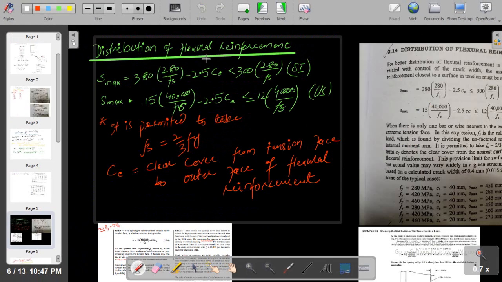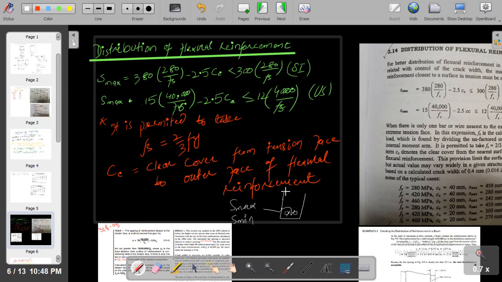So let's start. This is the slide which we cover in this lecture. You see the distribution of flexure reinforcement. Whenever we are distributing the steel bars in a given layer, there are some ACI code limitations on what the maximum value of this spacing should be, and what the minimum value of this spacing should be.